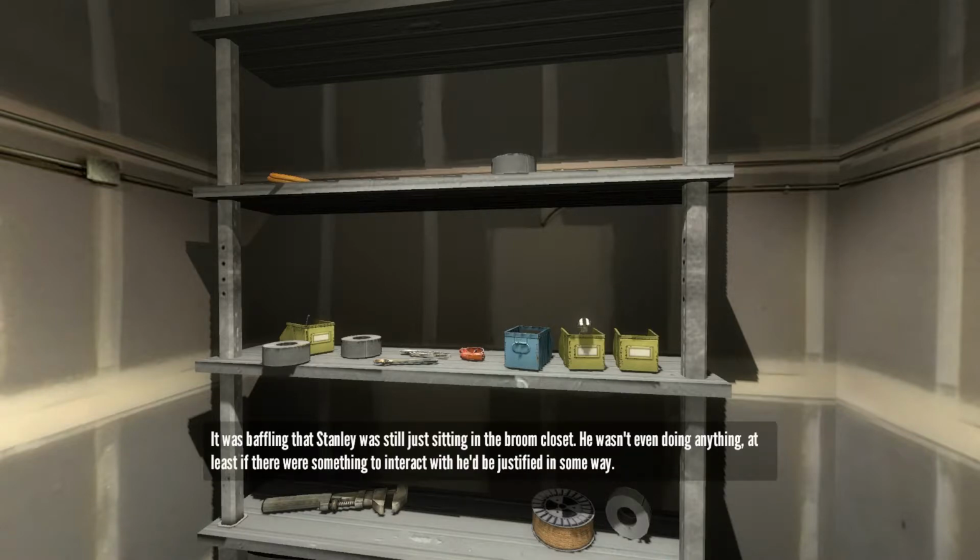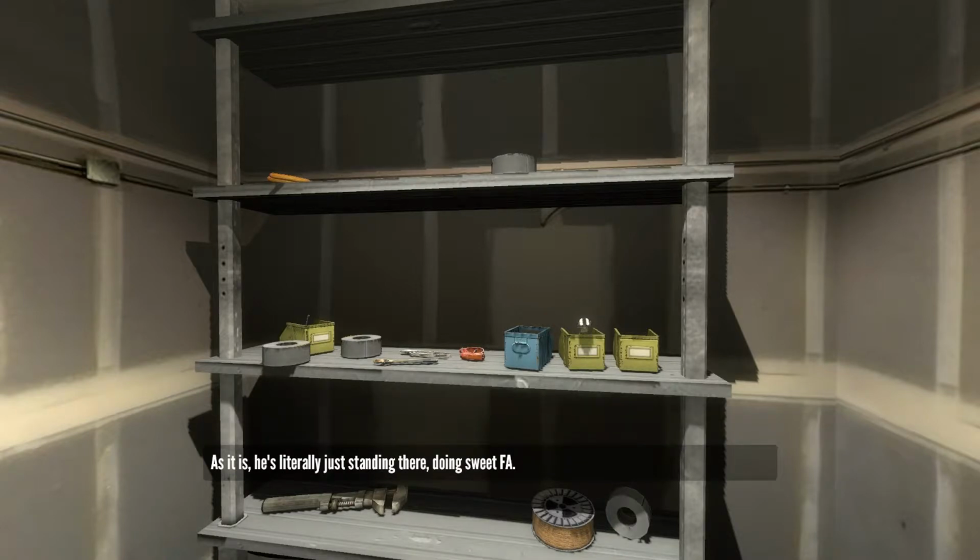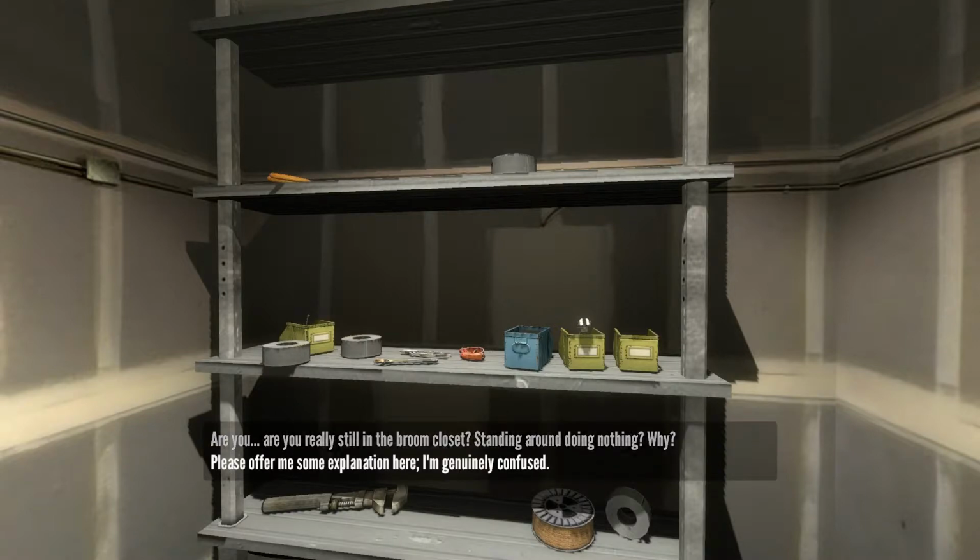It was baffling that Stanley was still just sitting in the broom closet. He wasn't even doing anything. At least if there was something to interact with, he'd be justified in some way. As it is, I'm not moving, dude. Just standing there doing sweet FA. Are you really still in the broom closet? I am. Standing around doing nothing? Why? Please offer me some explanation here. I'm genuinely confused.